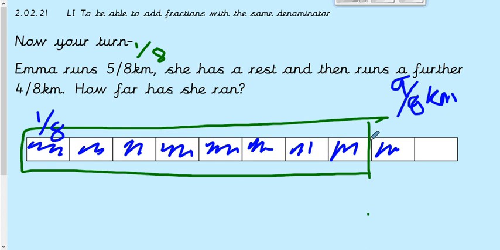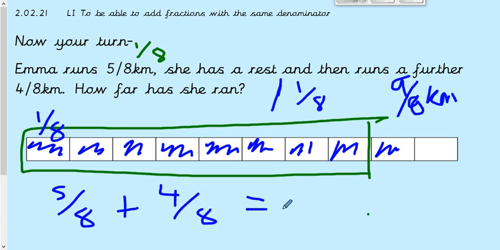So look at how many wholes she's ran. She's ran one whole, so one lot of 8/8, and then there's one left over. So one whole and 1/8. Equally, you could have just added them. So you could have done 5/8 and 4/8, which equals 9/8. So you get the same answer. It's whatever method you prefer. So let's move on then to our developed learning.